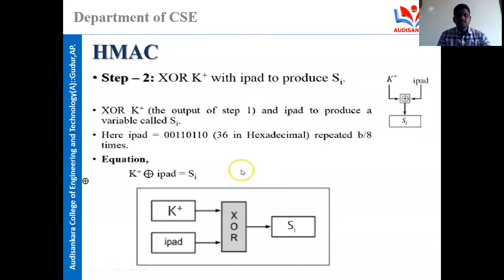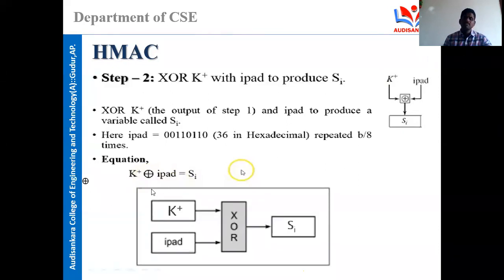Second step. After performing that, we XOR this K+ with the IPAD to produce Si. This is the secret key, and this is the fixed value IPAD. We perform the XOR, and the output produced is nothing but Si. See here, the variable called Si. This IPAD hexadecimal value is 36 in hexadecimal. We repeat this.